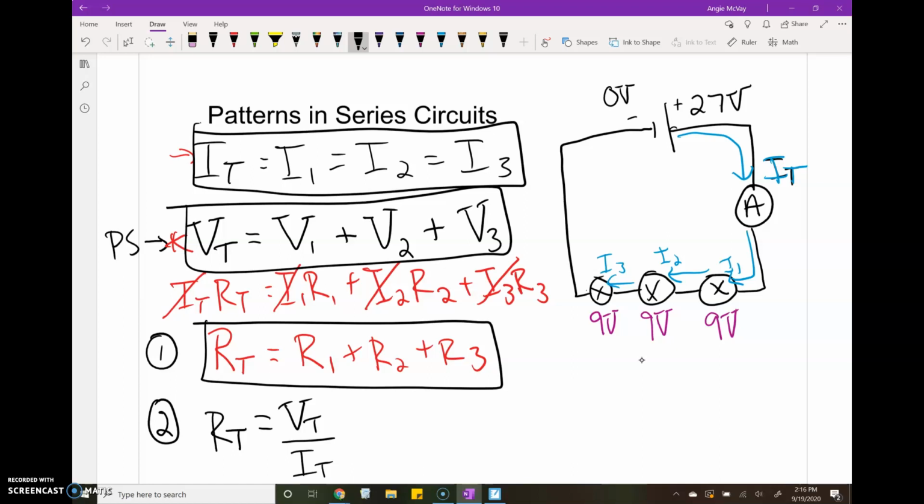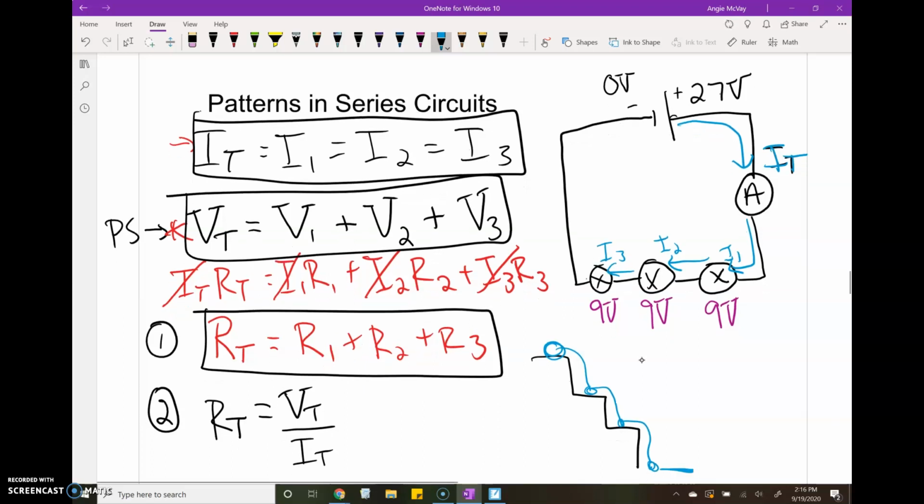Okay? And so you can kind of think of this like a waterfall, where you start with a lot of potential energy, right? Because you've got a lot of height, and then you lose energy, and then you lose energy, and then you lose energy, and right here you've got 0 potential energy. Okay.